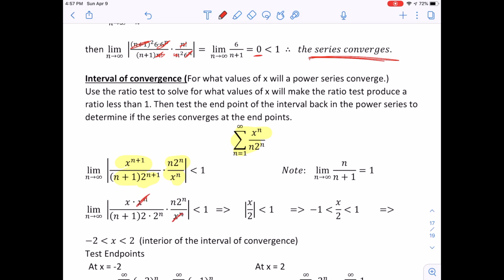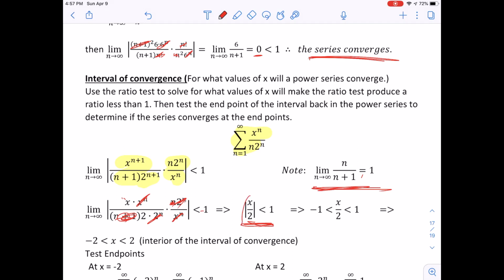As well, likewise, we have this idea that the limit as n approaches infinity of n over n plus 1 is just going to equal 1. And then the 2 to the n and the 2 to the n are going to cancel out. All we're going to be left with is the absolute value of x over 2 is less than 1.